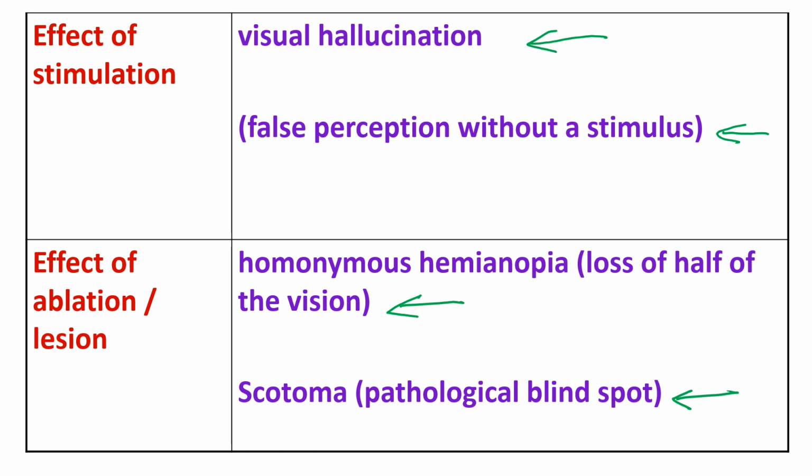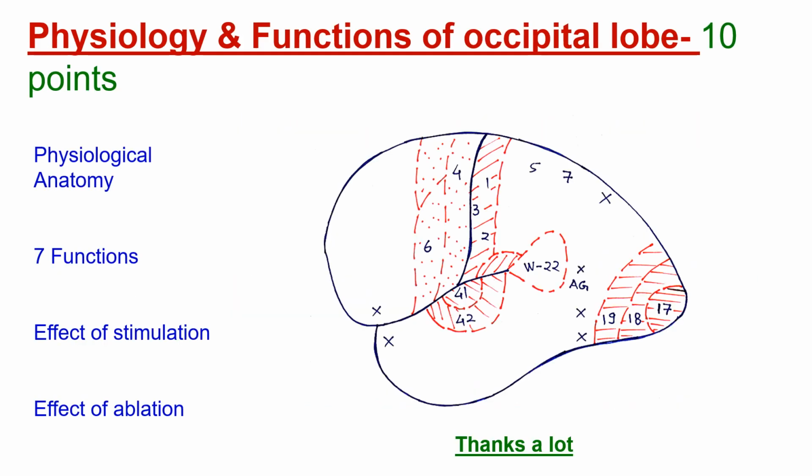So these were 10 points of occipital lobe, and the most important obviously part is these 7 functions.